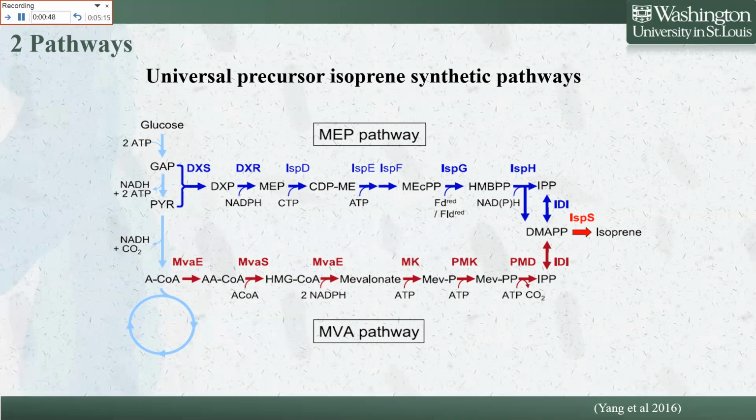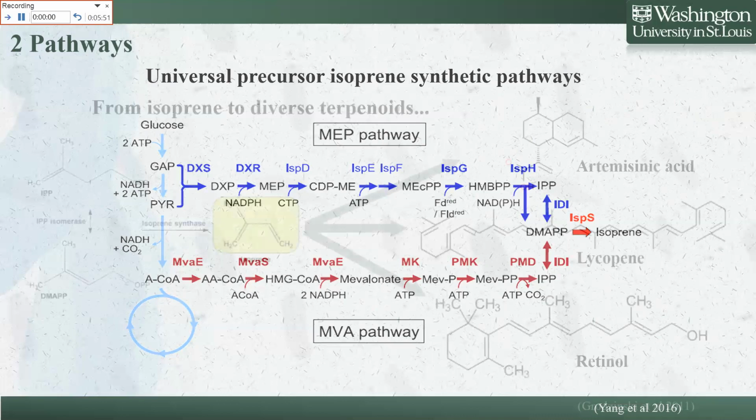In the MEP pathway, G3P is condensed with pyruvate to form DXP, and DXP is catalyzed by reductive isomerase to form MEP, and then undergoes a series of phosphorylation, cyclization, and dehydration steps to generate IPP. IPP isomerase catalyzes the conversion between IPP and DMAPP, which, as general precursors, play a very important role in the synthesis of all kinds of terpenoids.